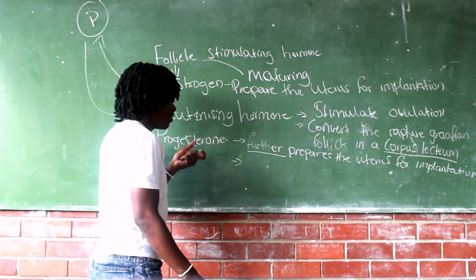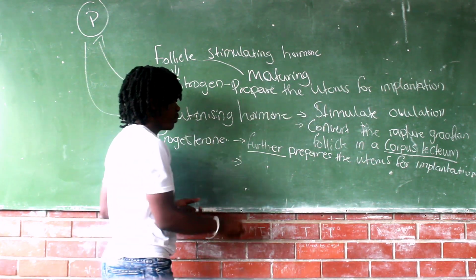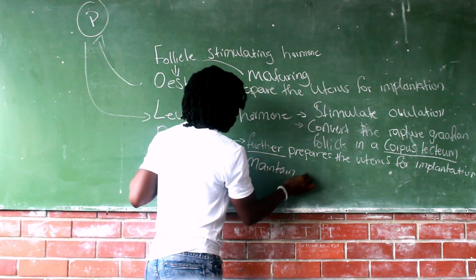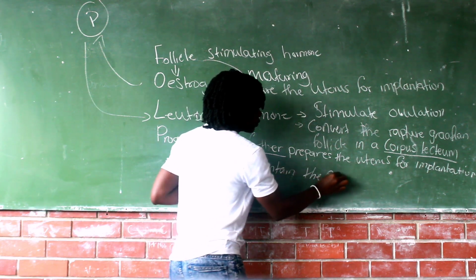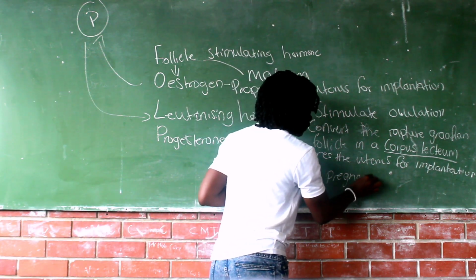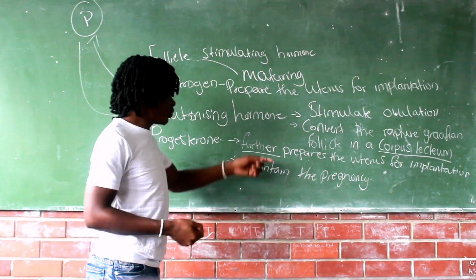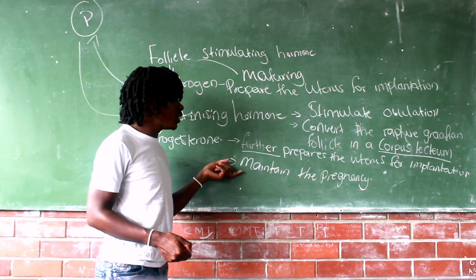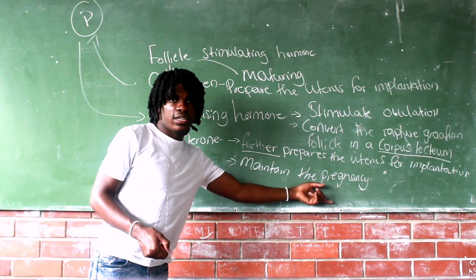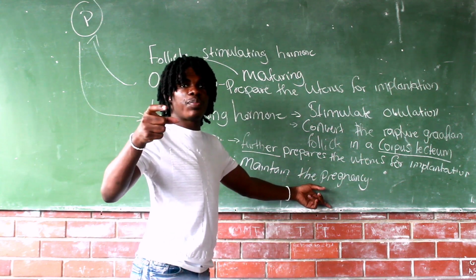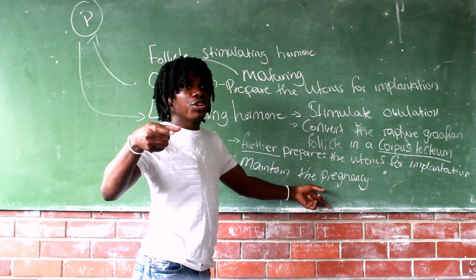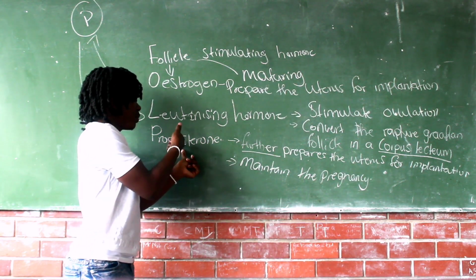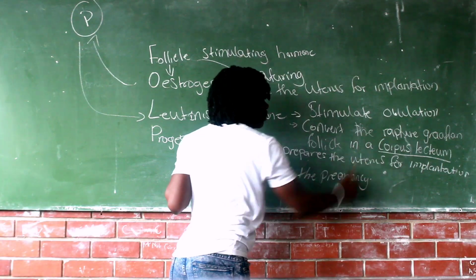And then the second function, which is the other important one, is to maintain the pregnancy. So the first one is to further prepare the endometrium for implantation, and the second one is to maintain pregnancy. Since during the early stages of pregnancy the placenta hasn't formed yet, there is nothing to secrete this hormone progesterone, so progesterone is secreted by the corpus luteum.